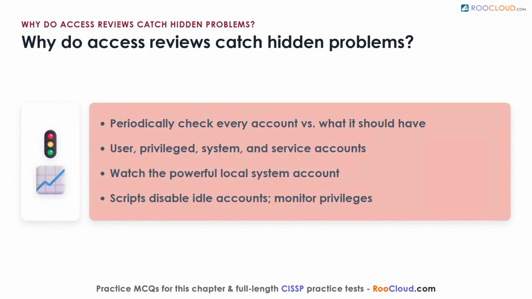Why do account access reviews catch problems nothing else does? Because they periodically check every account against what it should have. Administrators review user, privileged, system, and service accounts to confirm none carry excessive privileges and all comply with policy. Watch the local system account especially, since it often has broad power and sometimes doubles as a service account, handing an attacker a wide opening if the application is exploited. Automation helps, with scripts finding accounts idle past 30 days and disabling them, or scanning privilege groups for accounts that do not belong. Privilege monitoring keeps a close eye on anything with elevated rights.